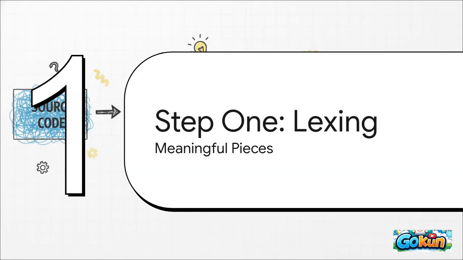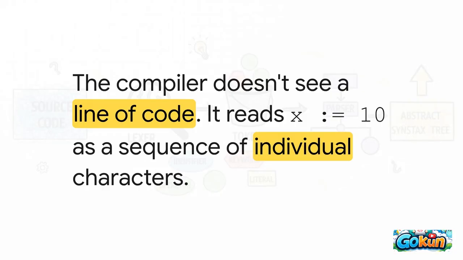All right, let's get into the nitty-gritty. The first official step the compiler takes is a process called Lexing, and its entire job is to turn that raw, meaningless blob of text into small, meaningful chunks. So check this out, a super simple line of Go code. To you and me, that's obviously a variable assignment, but the compiler sees it one character at a time. X, then a space, then colon, then equals, then 1, 0. It needs to group these things together into something useful.